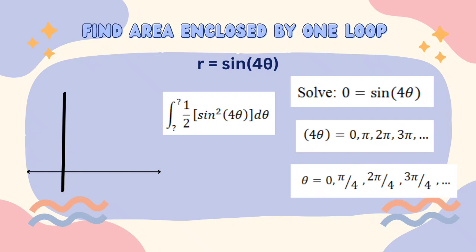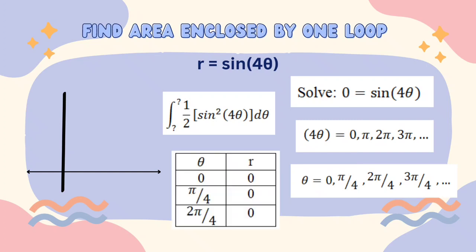So what I'm going to do here is just plot points. So now I know at 0, pi over 4, 2 pi over 4, etc., I know that for these angles the radius is always going to be 0. So it tells me that when the angle theta is 0, my radius value is 0.